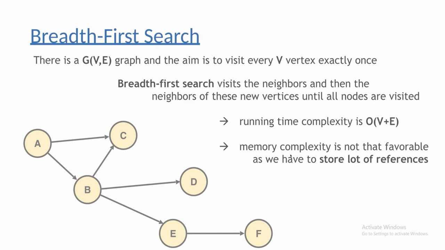What about the memory complexity? The memory complexity is not that favorable as we have to store several references. We are going to talk about it in the coming lectures. So what do we have to do? We have to define a starting vertex, in this case vertex A, and of course we have to visit all the neighbors. So there are two vertices, vertex B and vertex C, so we have to visit them and we have to visit all the neighbors of these vertices. Of course we have to make sure that we are not going to visit a vertex that has already been visited. So we visit vertex D, then vertex E and vertex F.